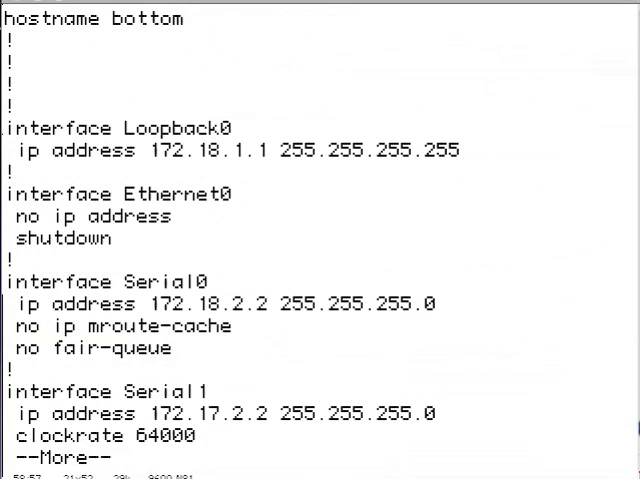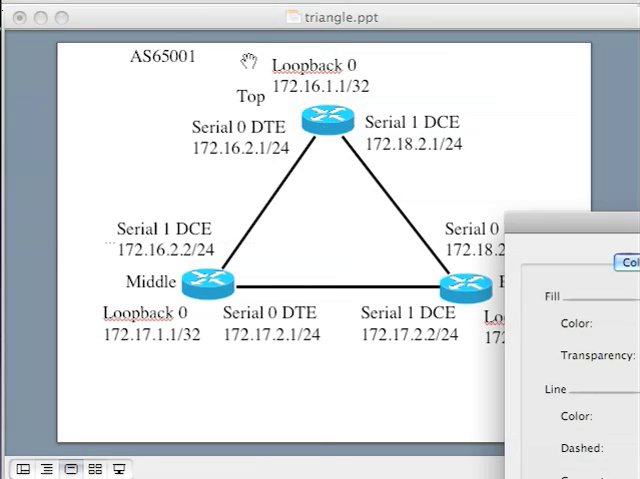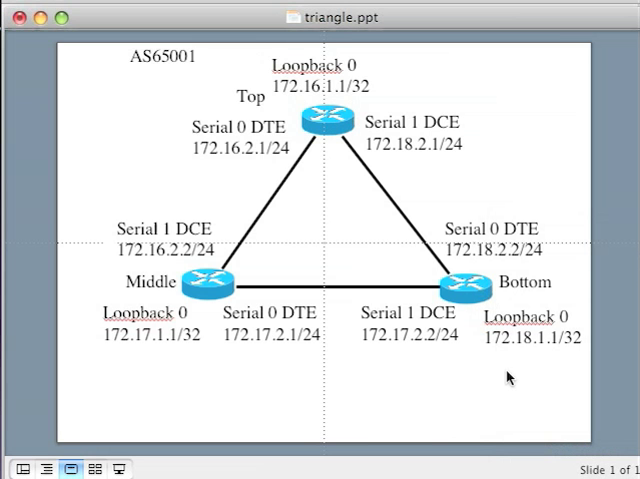Well, let me talk about one other thing. I keep on talking about how in iBGP we want to use the loopback interfaces to form the iBGP sessions, whereas with eBGP we wanted to use the physical IP addresses that are directly connected. And the reason is because in iBGP, let's say that we had an eBGP neighbor on the top router and a different one on the bottom router.